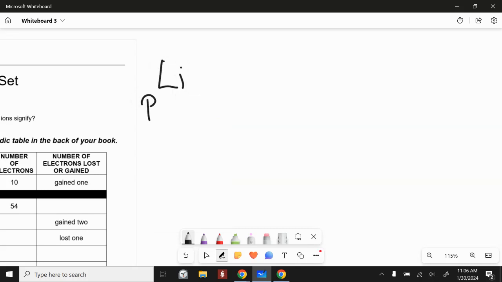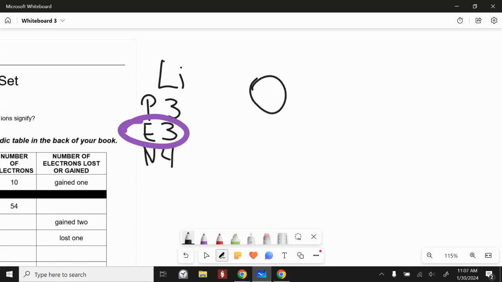So lithium has 3 protons, 3 electrons, and 4 neutrons. We are only going to focus on the electrons. So if I draw the Bohr diagram for lithium, I'm going to have 1, 2, 3 electrons.